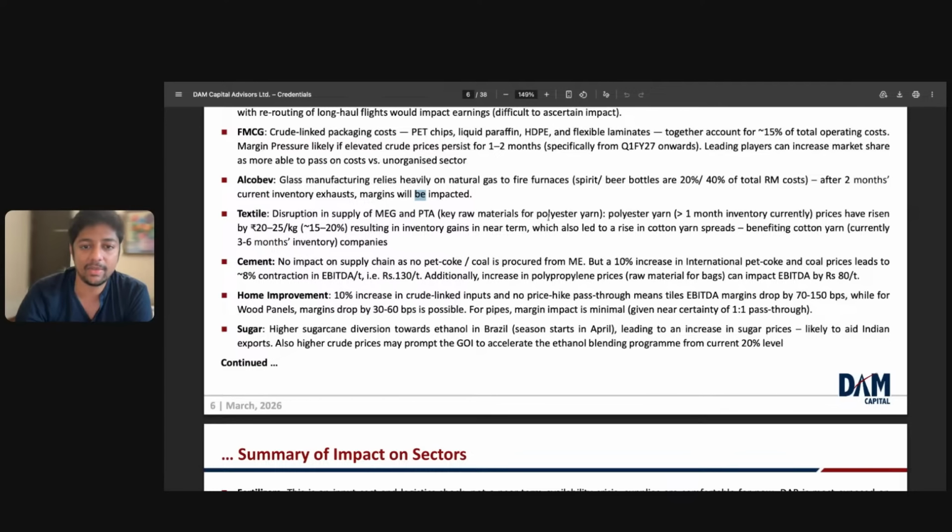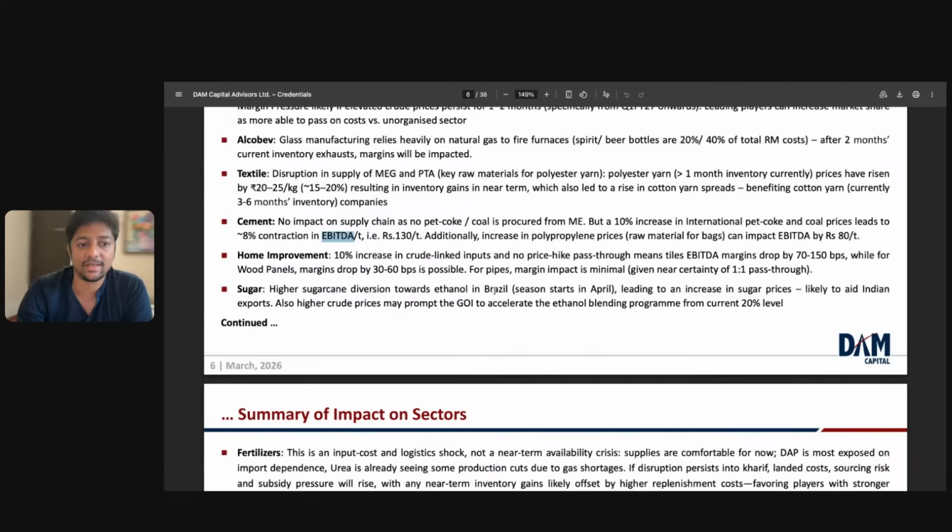Textile, again, because raw material is polyester yarn, and our biggest, Reliance Industries, does all of this. So the entire value chain is going to get affected, and they will increase the cost of raw materials. Cement: no impact on supply chain, as no pet coke is produced from the Middle East, but a 10% increase in international pet coke and coal prices leads to an EBITDA contraction. Home improvement: 10% again passed on here for pipes, because HDPE also increases, so your pipes get affected.